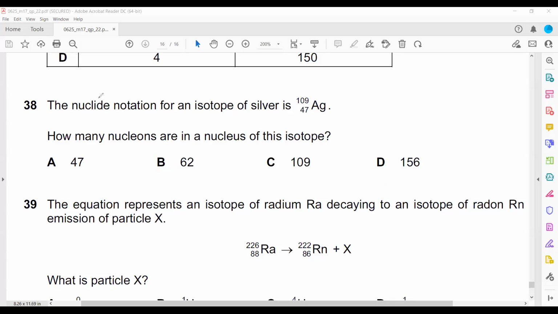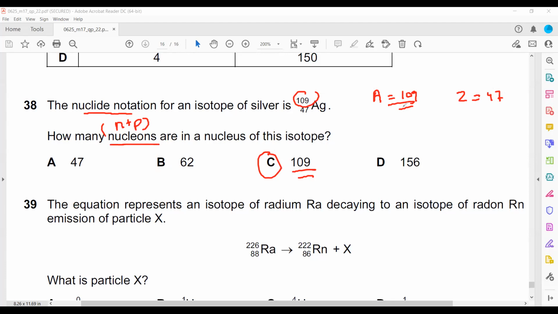Question 38. A nuclide notation for an isotope of silver is given. So what is A here? The nucleon number, that is 109. And what is the proton number? That is 47, or the atomic number is 47. How many nucleons are there in the nucleus? Nucleon means the number of neutrons and protons. So the top number A is actually the nucleon number. So how many nucleons are there? It contains 109 nucleons.